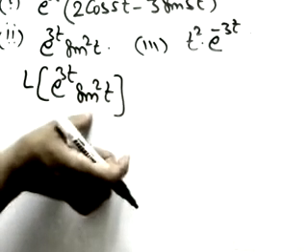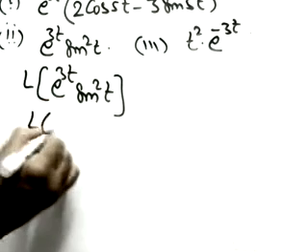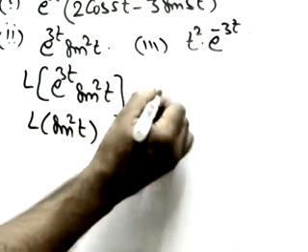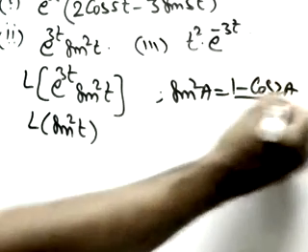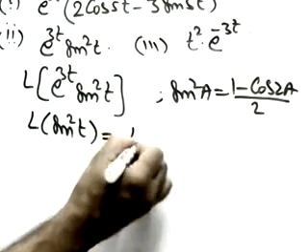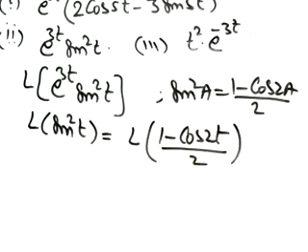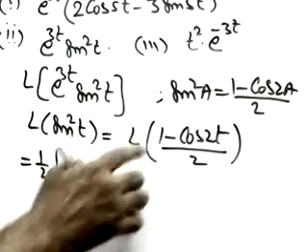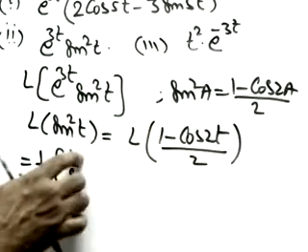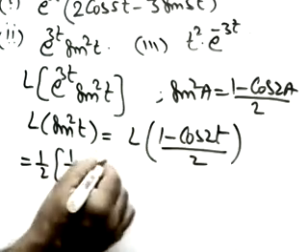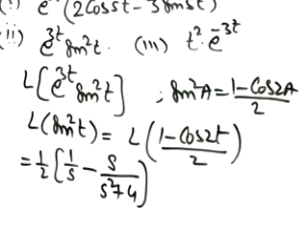Just now I explained, whenever you get some function with e, you must feel this is the first shifting principle. How to start? You don't take this one first. You just find the Laplace of sine square t. I explained that sine square a can be written as 1 minus cos 2a by 2. So Laplace of sine square t will become Laplace of 1 minus cos 2t by 2. Now you take 1 by 2 outside, 1 by 2 into Laplace of 1, we know the formula, this is 1 by s, minus Laplace of cos at is s by s square plus a square.